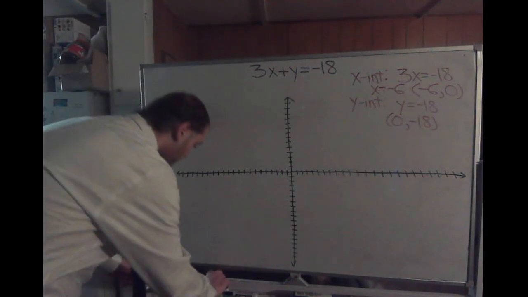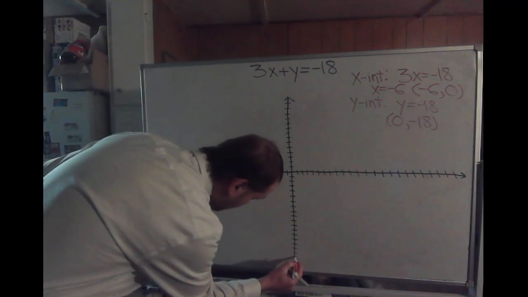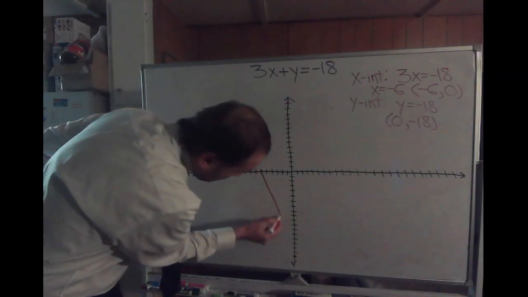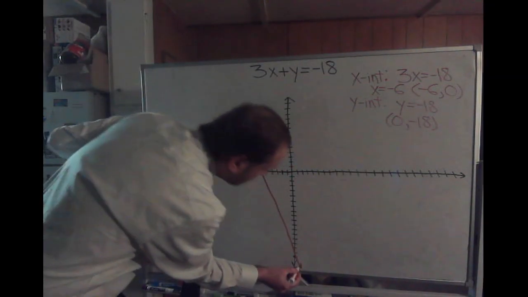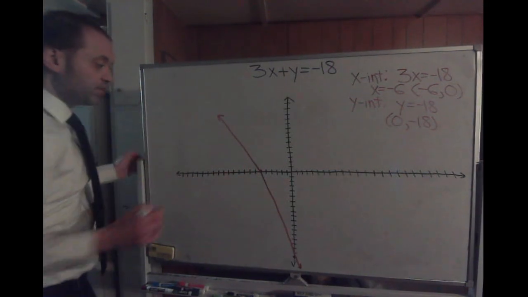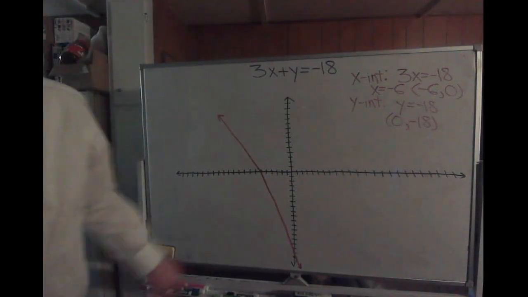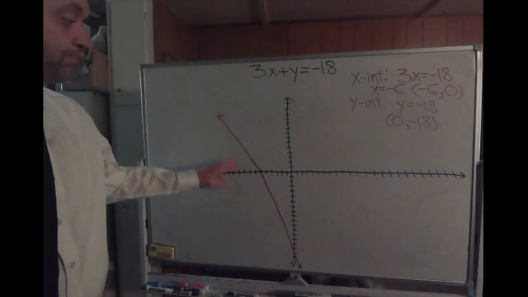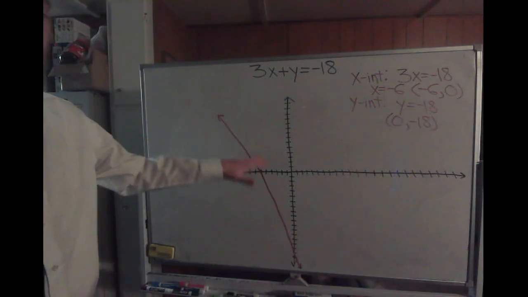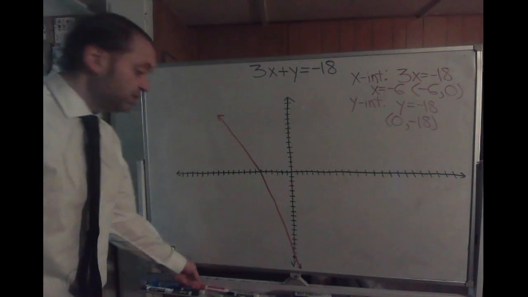So now you're just going to plot 0, negative 18, which is all the way down here. Then all I have to do is draw a line and connect them, and then go through them. Continue through those. Probably not the straightest line, but that's what the graph of 3x plus y equals negative 18 would roughly look like when you connect the x and y intercepts. You basically plot your points and then you connect the dots with a line, then you continue through those points on either side. That's really all that is.